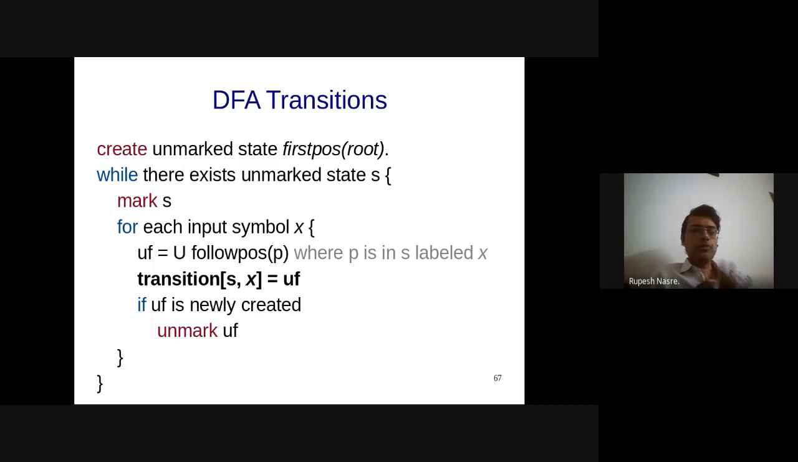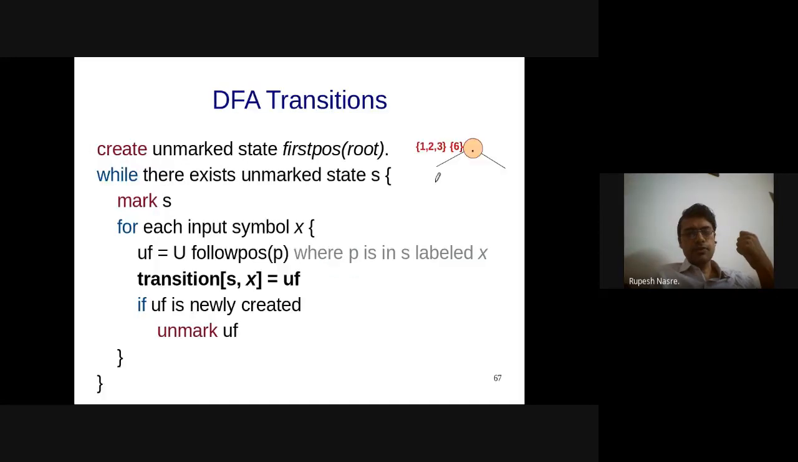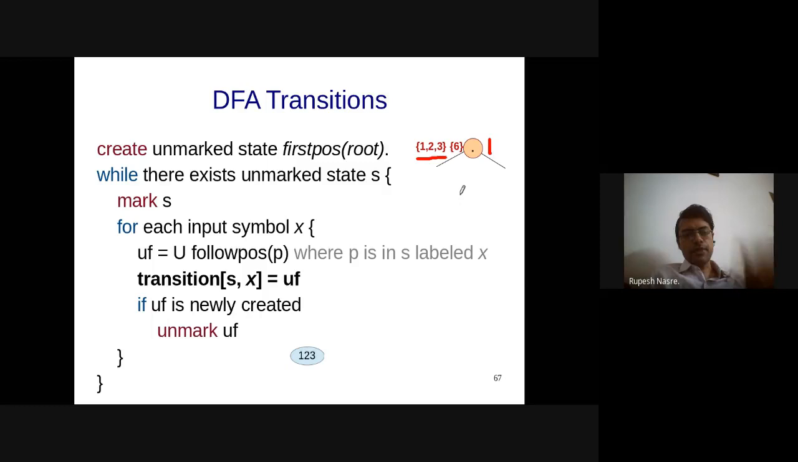That is going to be the firstpos of the root. What is the root in our syntax tree? That node number, this one, is going to be our start state. So that is what we will define here. That was our root, 1, 2, 3, 6. That is the root of this syntax tree. So firstpos of that is going to be 1, 2, 3, and that we are going to specify as the start state of this DFA. That is what I am showing at the bottom here.